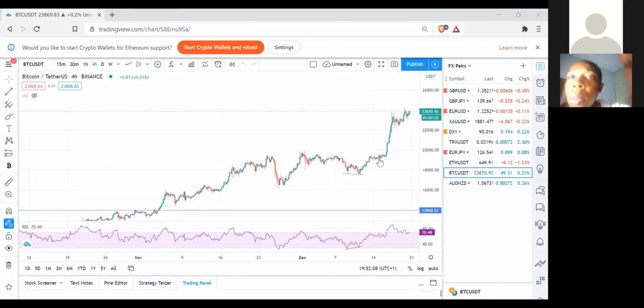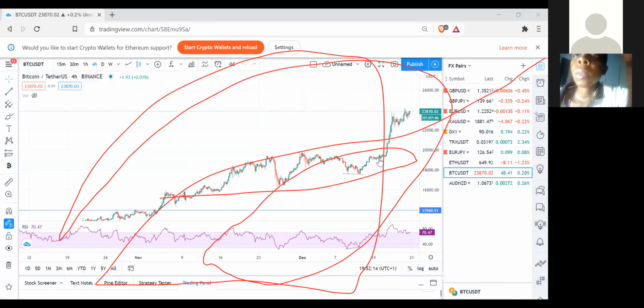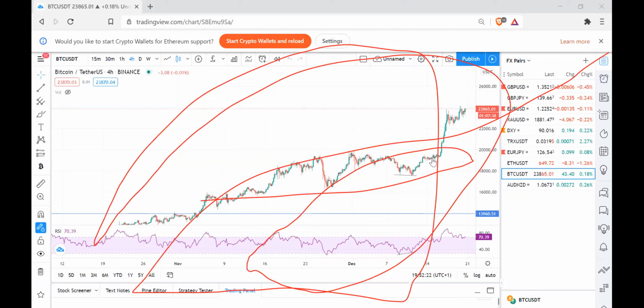So tradingview.com is the website. You could go over there and create an account.